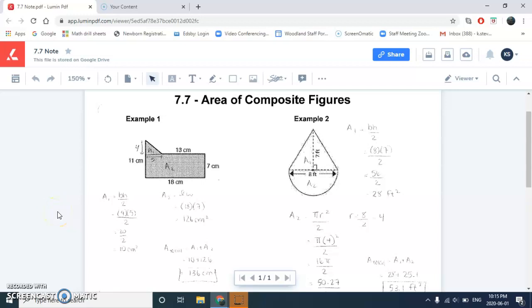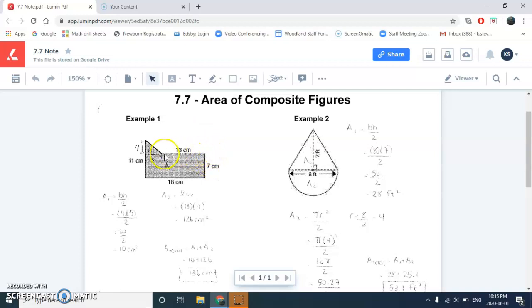Hello class, welcome to your last lesson, 7.7, Area of Composite Figures. So yesterday you worked on the perimeter, now we're going to be moving into area. While you're doing this work, you can check back to the formula page that I gave to you yesterday, and that will give you your area formulas as well for all of our shapes. All right, so we're going to be looking at example number 1 first.